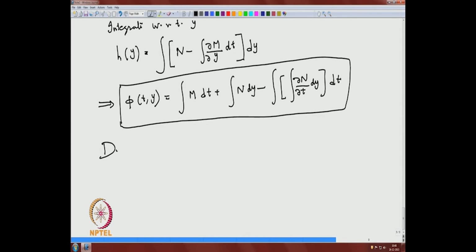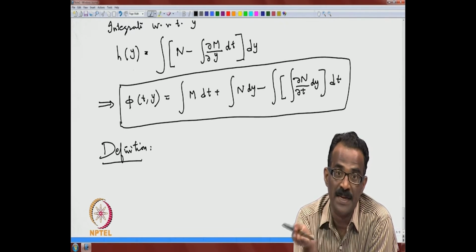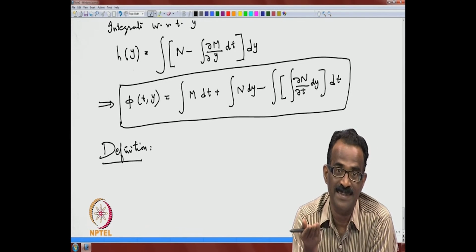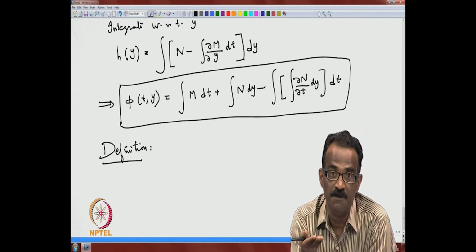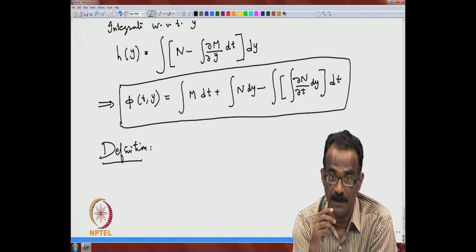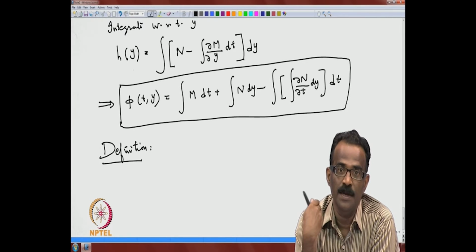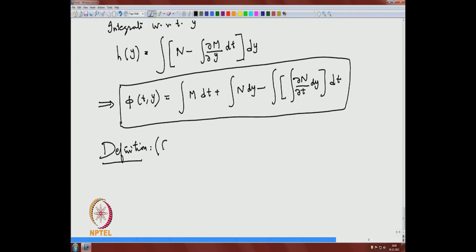With this, because there is a necessary and sufficient condition, I can redefine my definition now. I would prefer to give conditions in terms of the given data, which is m and n. So, I can define the exact differential. The earlier definition is: if there exists a phi satisfying m equal to d phi by dt and n equal to d phi by dy, but then phi is coming into the definition.